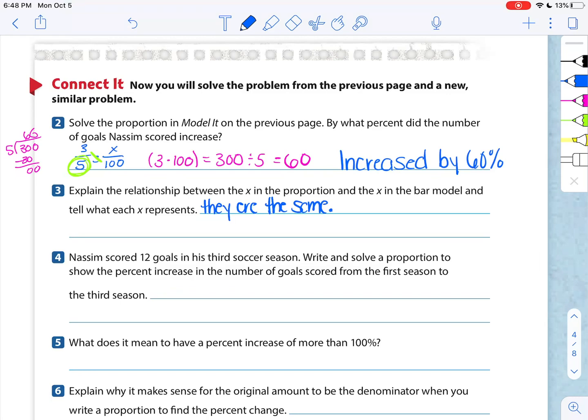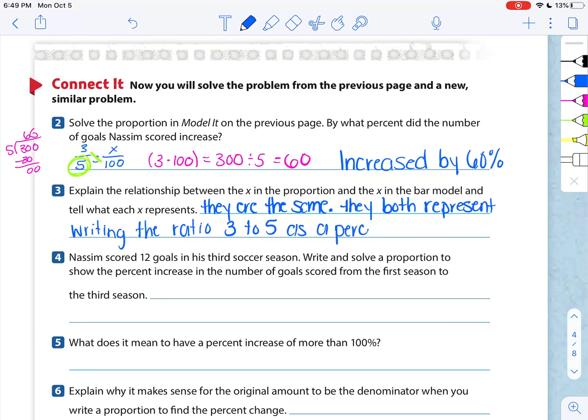And what that x represents, or what that tells you, is they both represent writing the ratio 3 to 5 as a percent. So they're both doing that. They're both telling you that 60%.